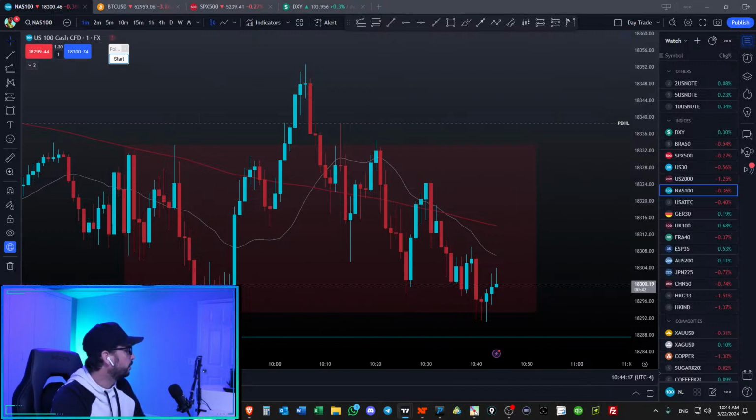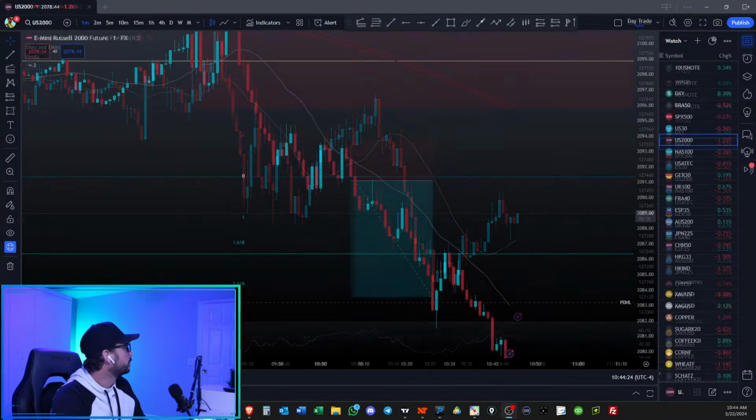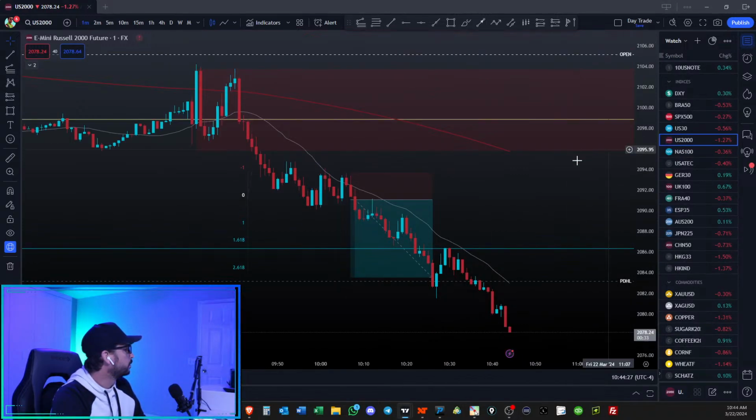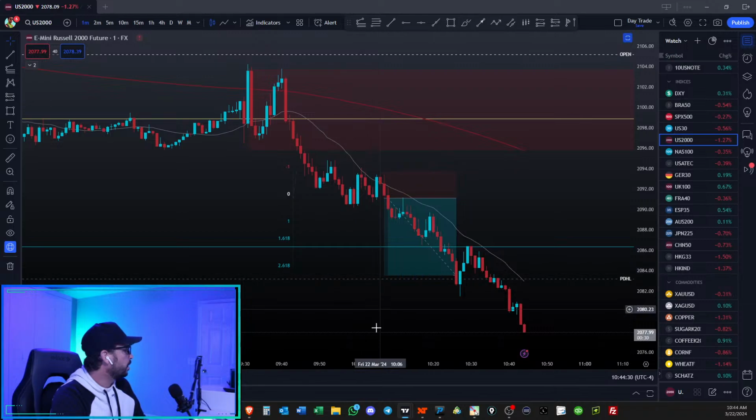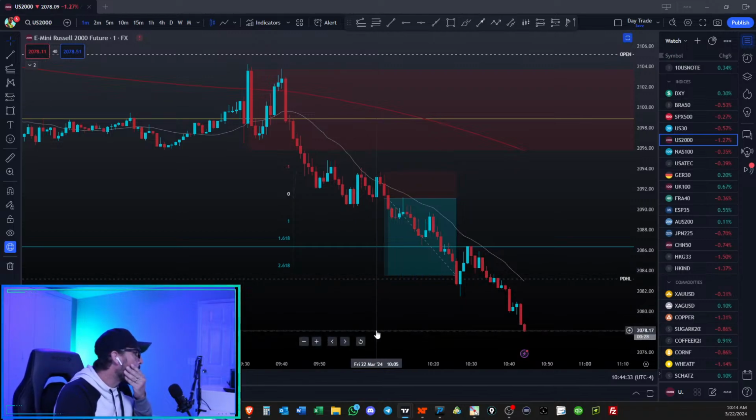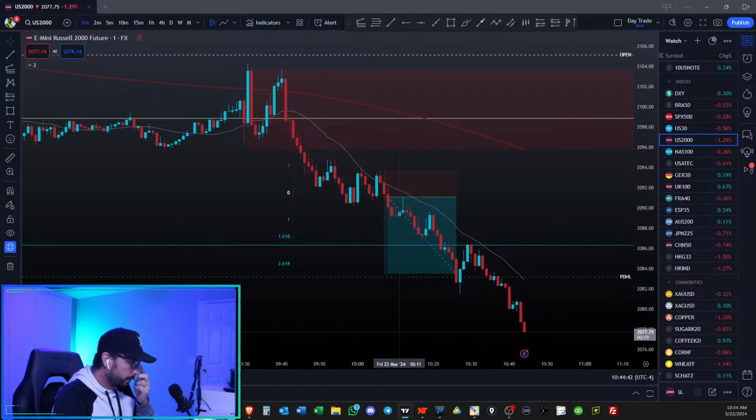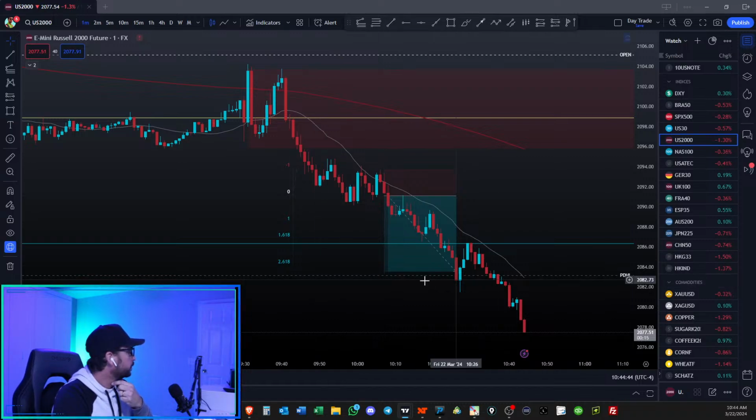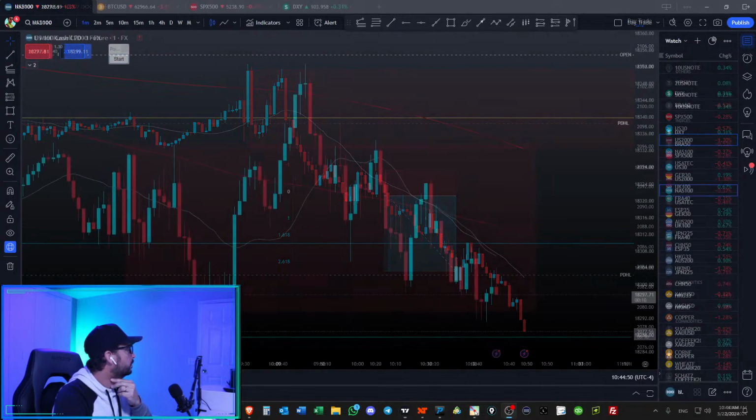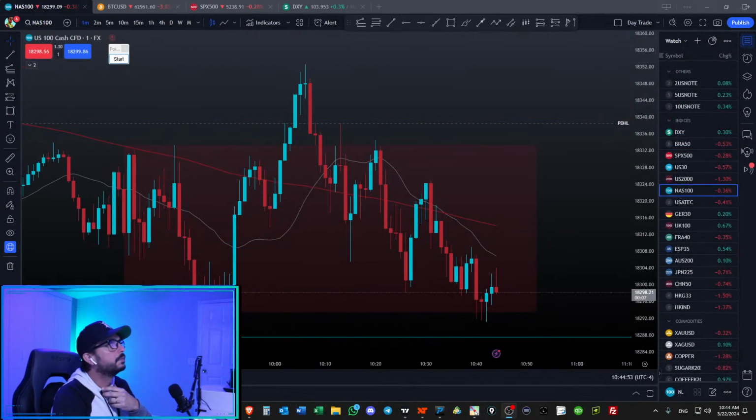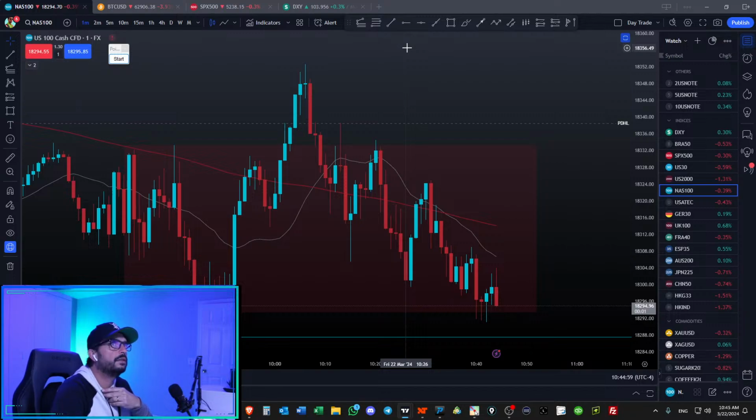The Russell just flushed down. It passed our target like twice already. S&P is getting very heavy now, so probably the NASDAQ is going to get there.